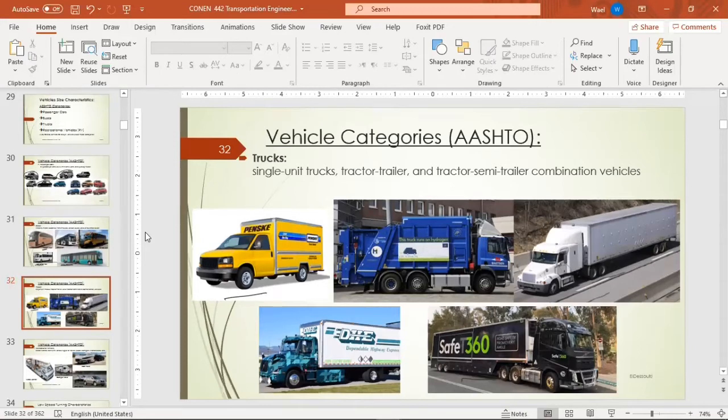Please, someone needs to mute. Abdurrahman, could you just mute yourself? Okay. So these are trucks.